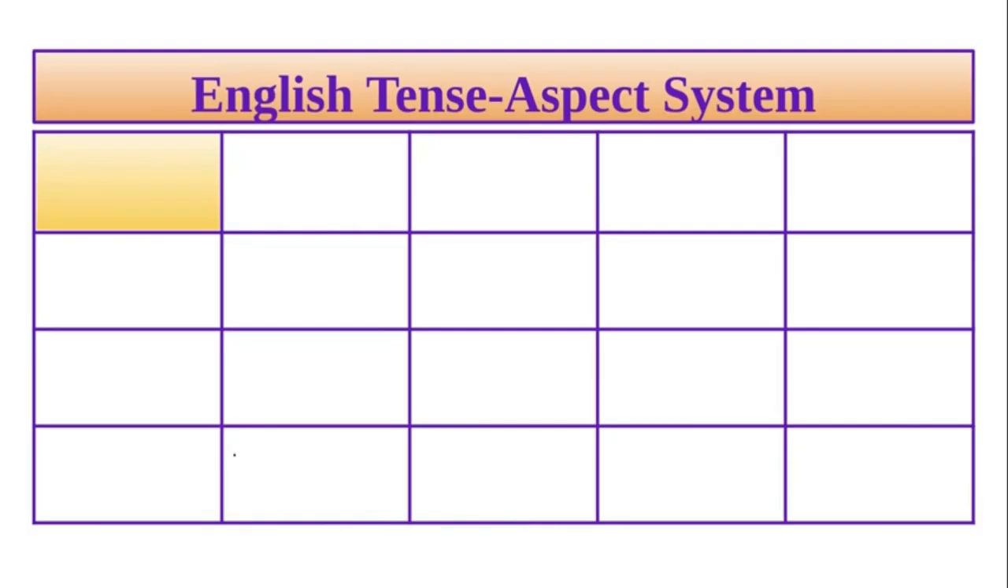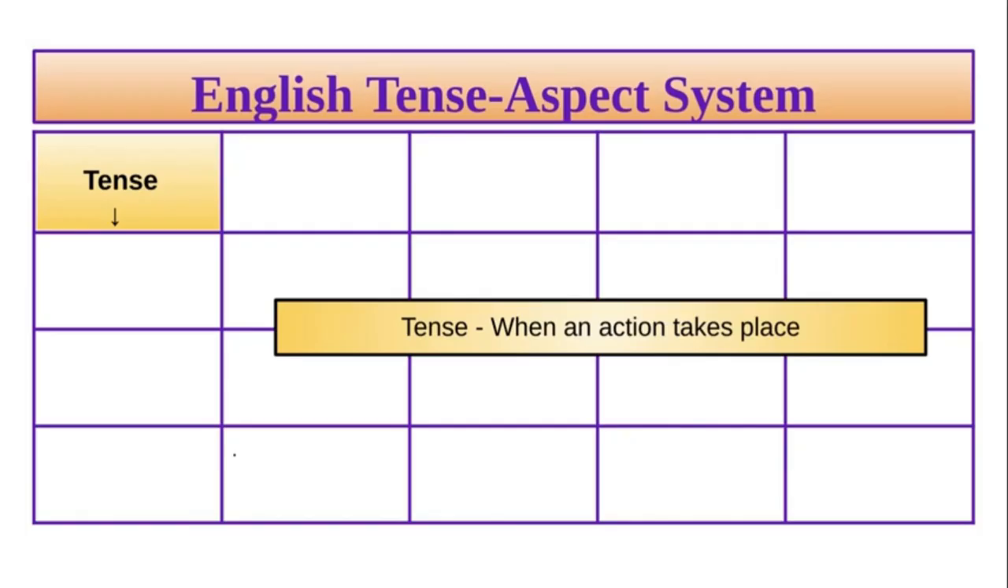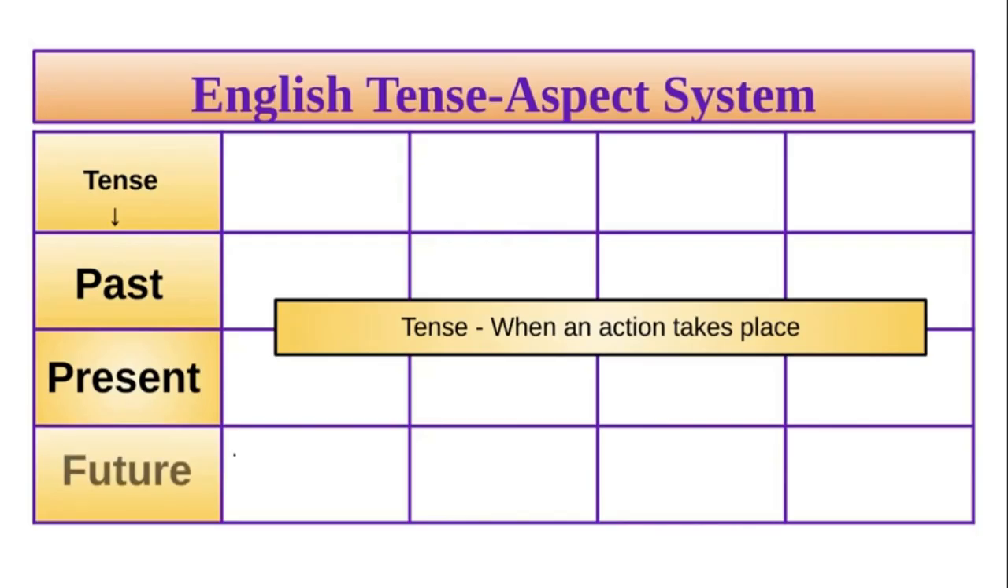The first part of the tense aspect system is tense. Tense is when an action takes place, when the action occurs. Okay, there are three main tenses: past, present, future.